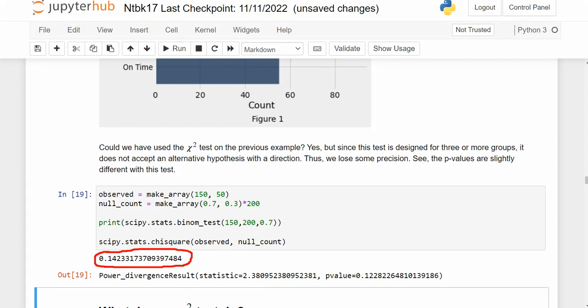In the earlier example, notice that the p-values are slightly different. In other words, when we use the chi-squared test and there are only two options, here there was the 70% on time, 70% late, and the 30% on time in the model. And when we run it as a chi-square, it turns out that we get a slightly different p-value than we did the other way.